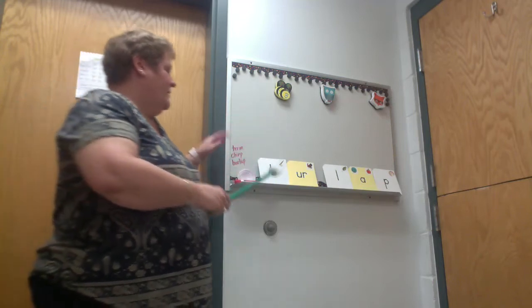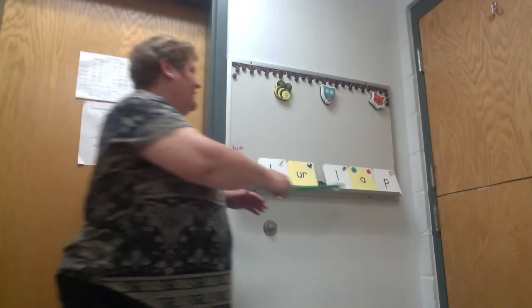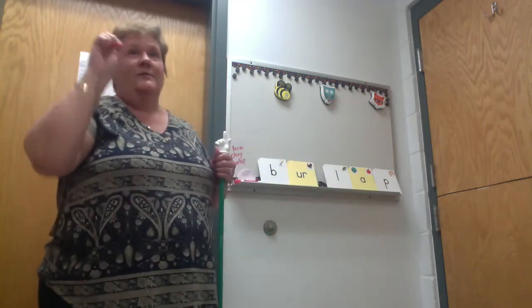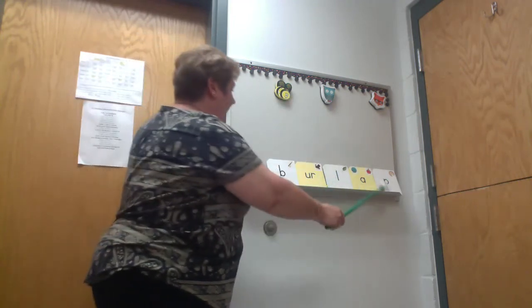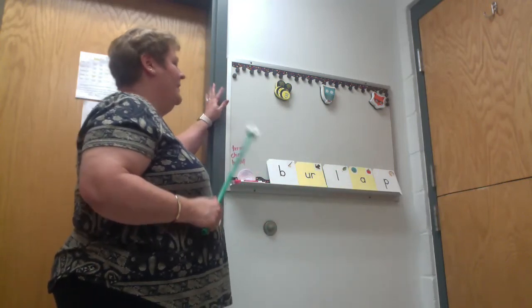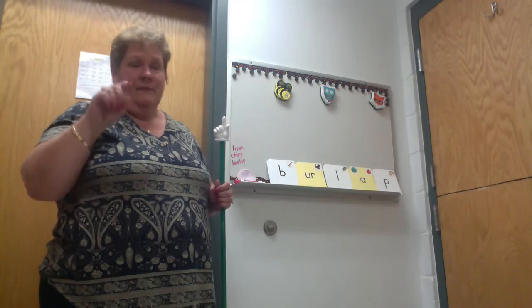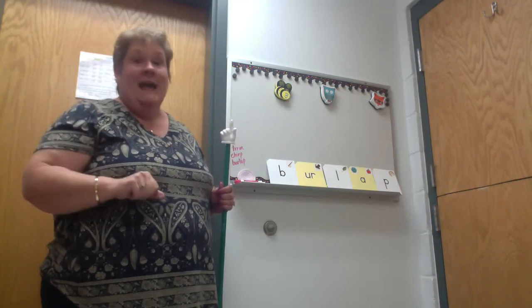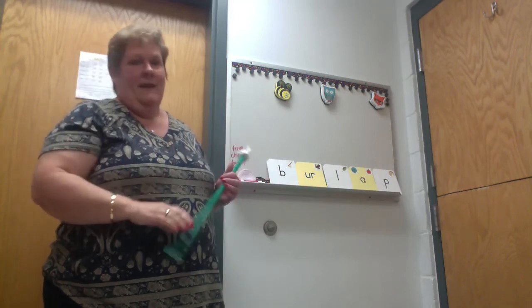So boys and girls, the first syllable is what? Bossy R. That's correct. And the second syllable is what? Closed syllable. Okay, let's put that word together. Read it all together. Here we go. Ready? Burlap. Again, burlap. Super job, boys and girls. You guys are doing a fantastic job. Now let's do it all together. Burlap. First syllable, Bossy R. Second syllable, closed syllable. Very good, boys and girls.